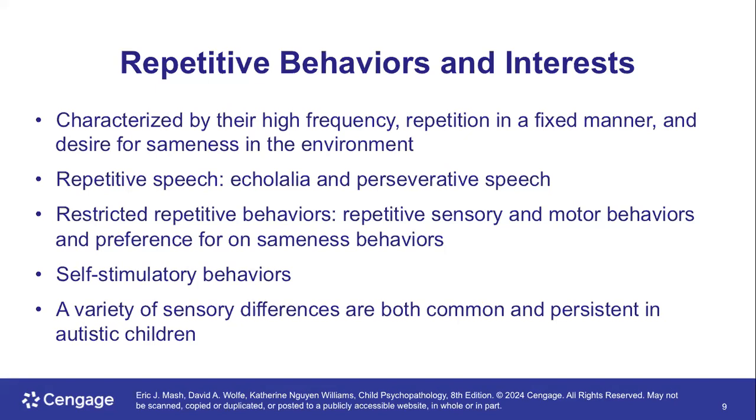So echolalia is where a child might repeat what is said to them instead of reacting in a fluid manner. So if I were to ask a child, how are you doing? Instead of answering how they're doing, they might repeat back as an echo, how are you doing? Right? So instead of answering how they're doing. And perseverative speech is where a person may get hooked on a topic and they can't break free from it. So they're repeating over and over the same thing.